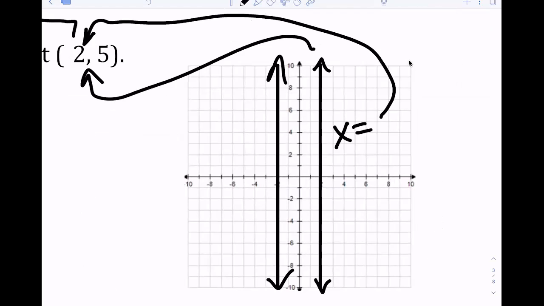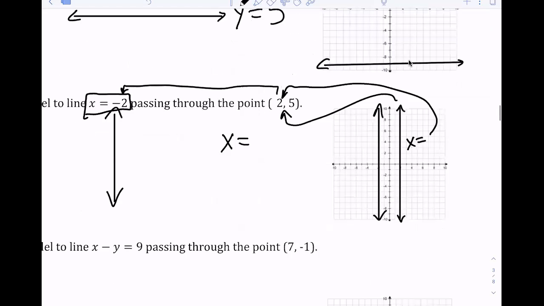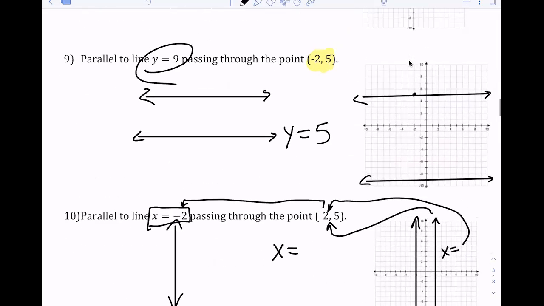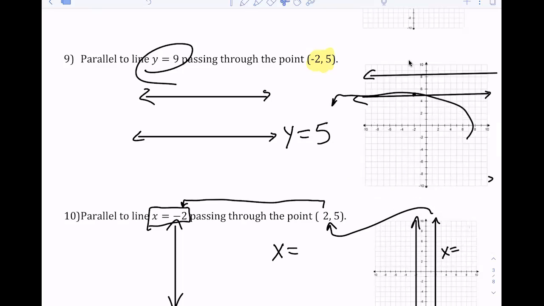Just like there's a special case for what? Horizontal. Anytime you want to draw something parallel to a horizontal, it's going to be another horizontal. Good for you. Good job. But back on number 9, wouldn't it be positive 9 because it says y equals 9? Wouldn't that be a positive 9, not a negative 9? Okay, yeah, that's fine.